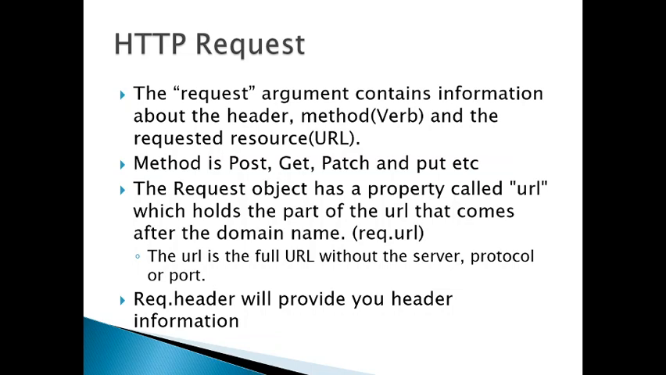So the request object can have three properties. The first property is the header information. If there is some header information passed by the client, by the end user, that information will be with the header, request.header. And second thing is method, which is called the verb, like get, post, put, patch, delete, etc. There can be a number of methods we will see today.